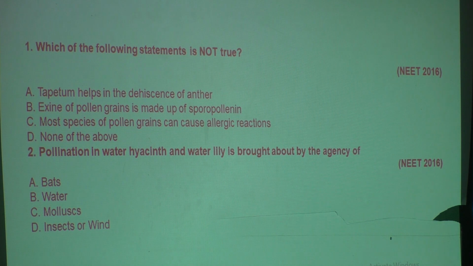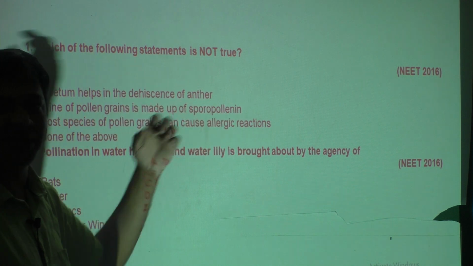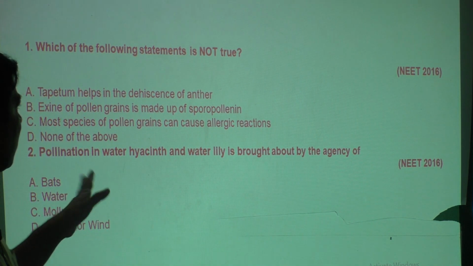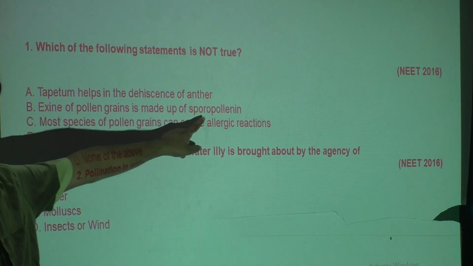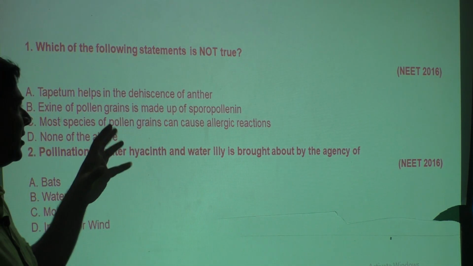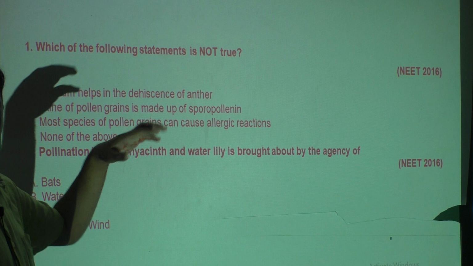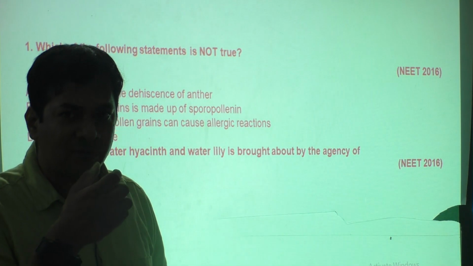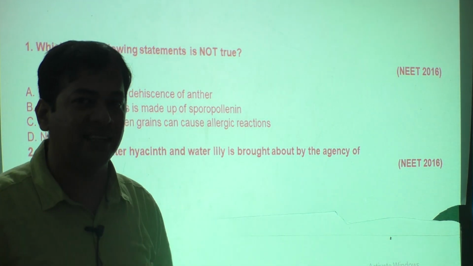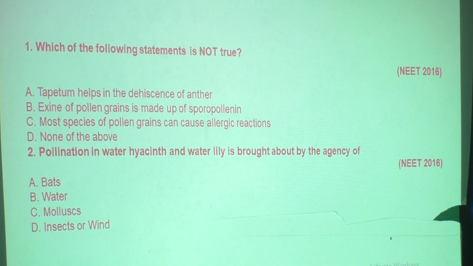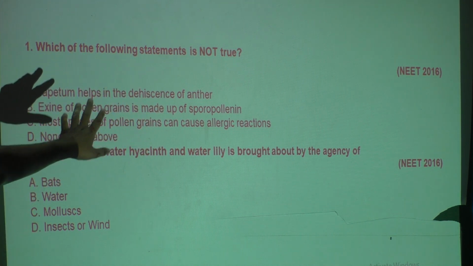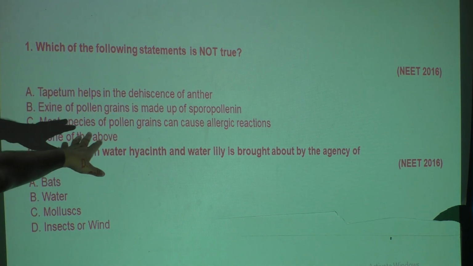It is option A. Which of the following is not true? Tapetum helps in dehiscence of anther, they said. Tapetum gives food or nutrition to pollen grains. It is not helpful for dehiscence of anther, so it is the wrong statement. Exine of pollen grain is made up of sporopollenin is correct, so that is why exine is tough. Most of the species of pollen grain can cause allergic reactions is also correct. Some people are allergic to rose. When they smell rose, pollen grain goes inside and causes severe sneezing. That is all allergic reaction. None of the above is not possible. So it is option A. Tapetum helps in dehiscence of anther is wrong. Tapetum is nutritive tissue. It doesn't support dehiscence.